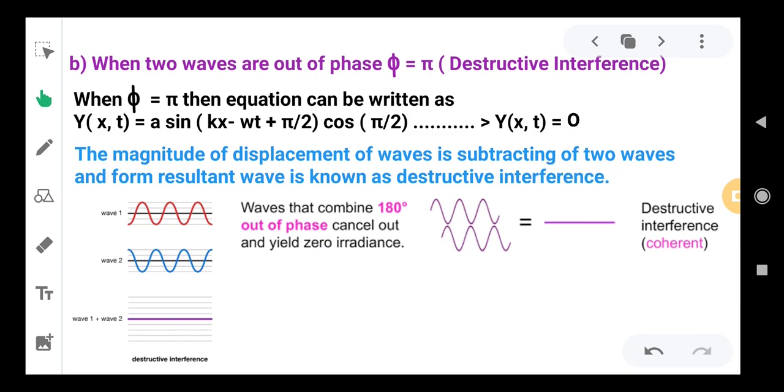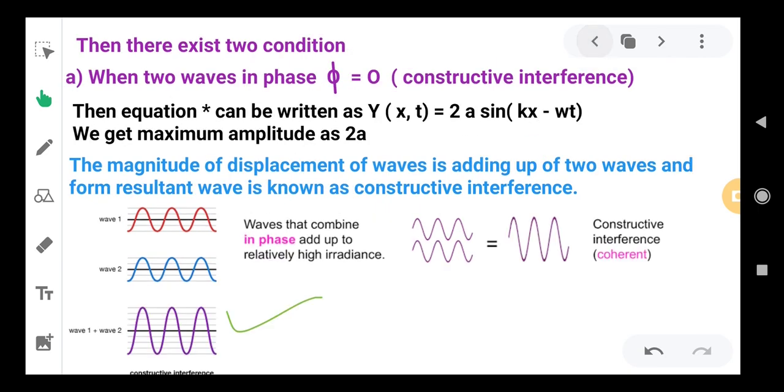Now observe the point. Wave 1 travels in this direction. Wave 2 travels in the opposite direction. Now observe what is the initial position. First one is here, second one is here. Do both have the same type of initial position? No.